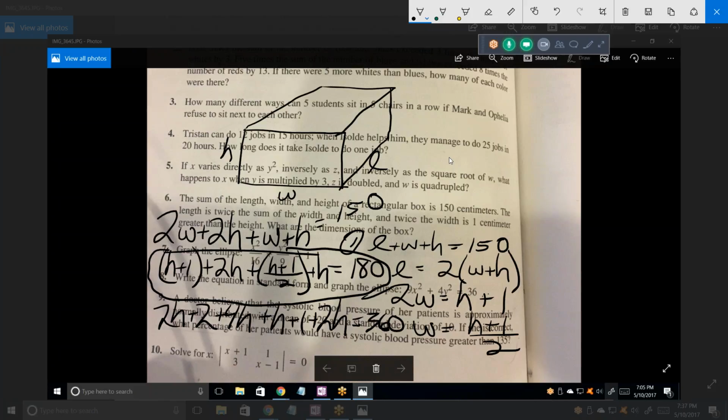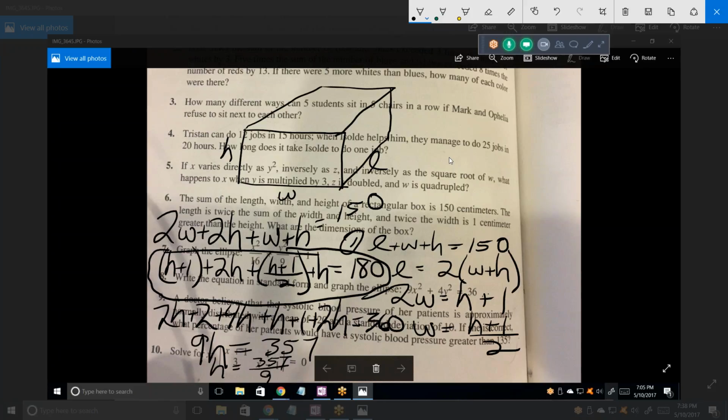I got 2H, 4H, another H, that's 7H, and 2 more H, so I got 9 H's. I got a plus 2 there and a plus 1 there. That's plus 3. That has to go over to the other side. So the other side becomes 357. H is equal to 357 divided by 9.